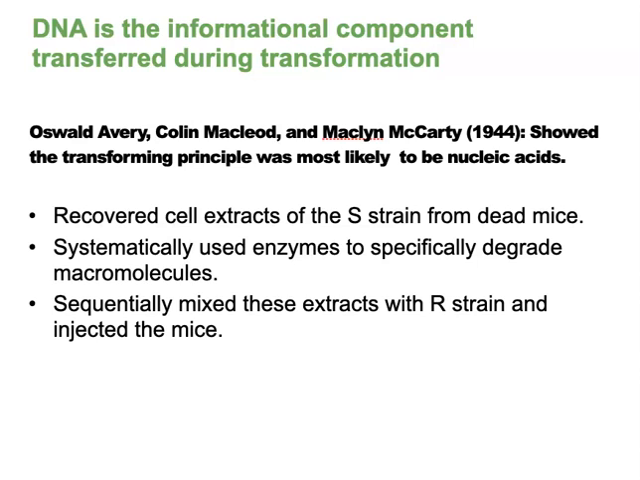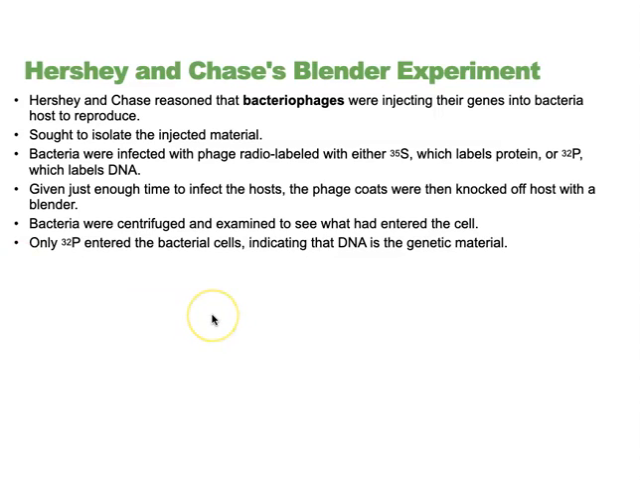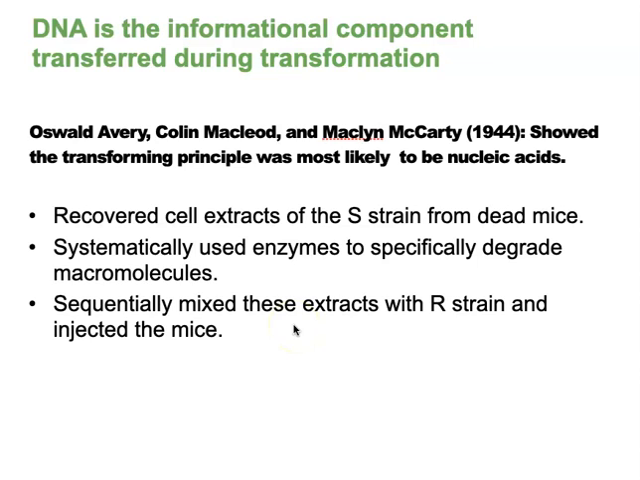So they came up with a different way to ask a similar question, but by using, instead of just heat, they figured out which enzymes would break down which macromolecules. Remember, there's only 4 here: nucleic acids, proteins, carbohydrates, and lipids. And when they injected that into the mice, that's when they discovered that if you broke down the nucleic acids, it meant that nothing from the S strain could kill the mice when transferred into the R strain.